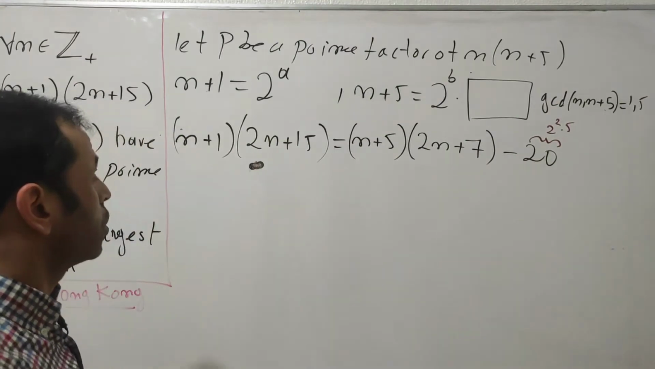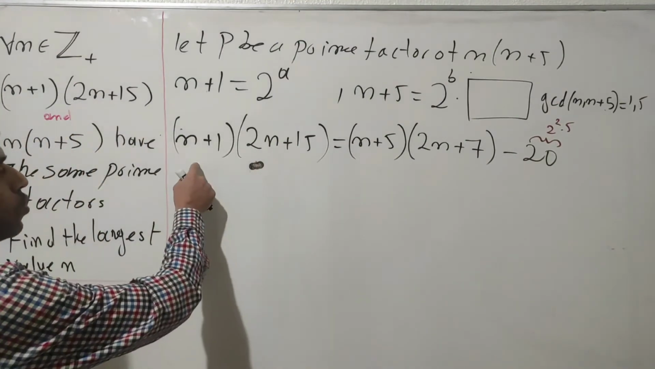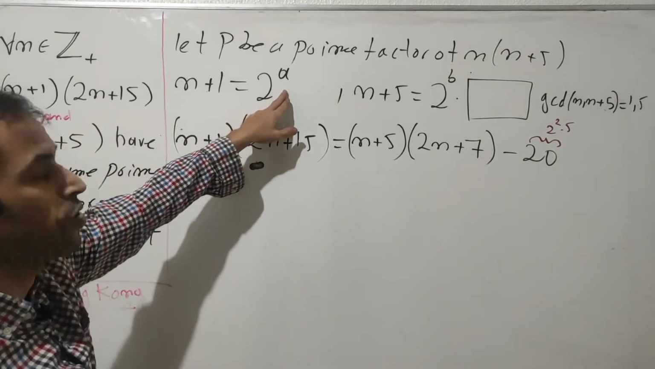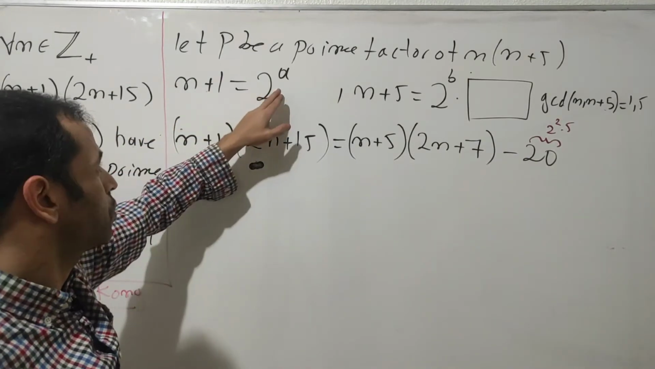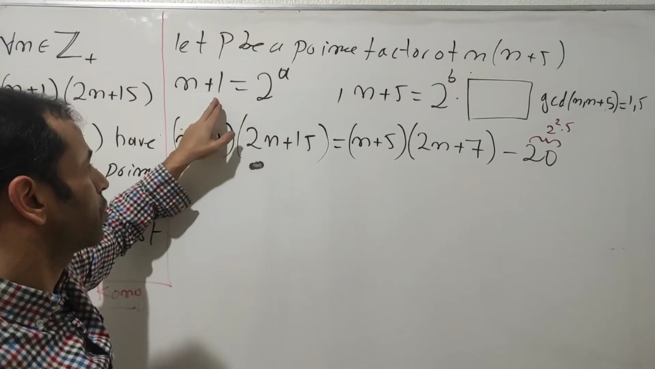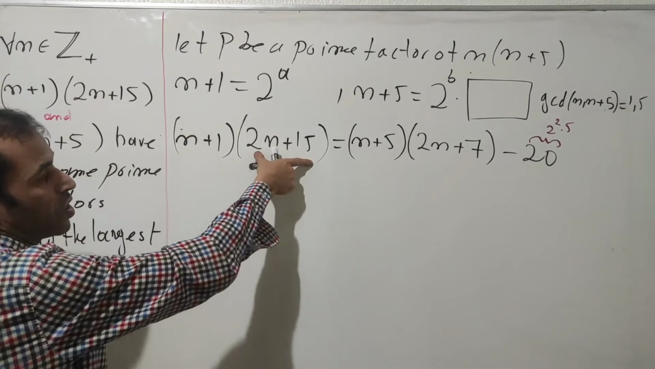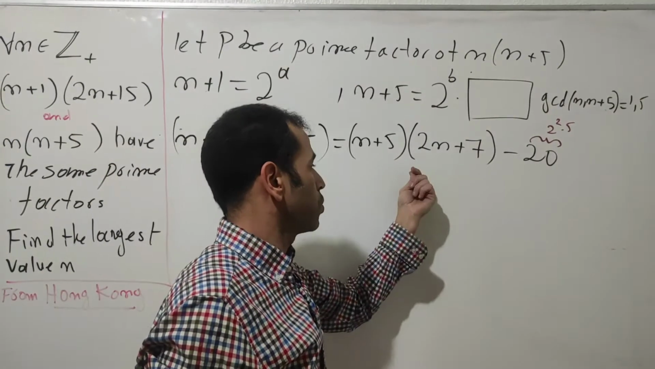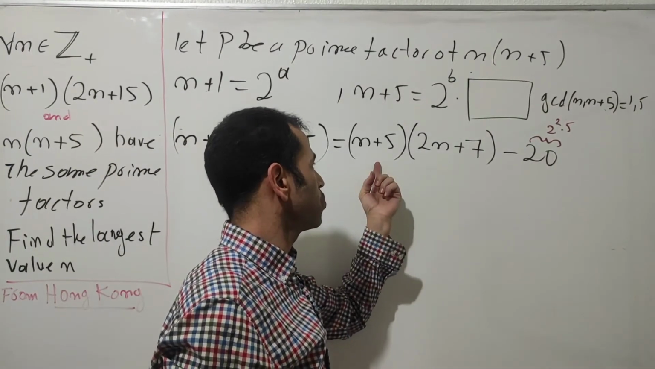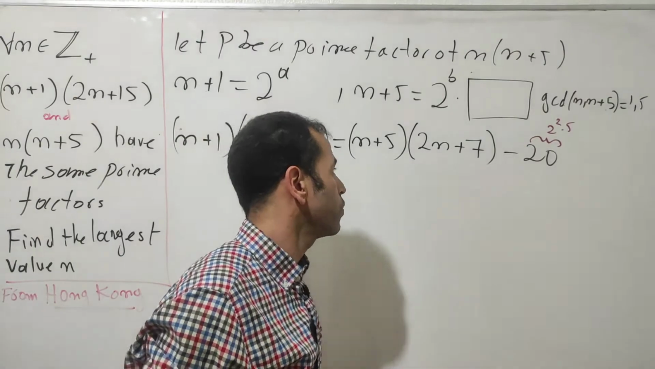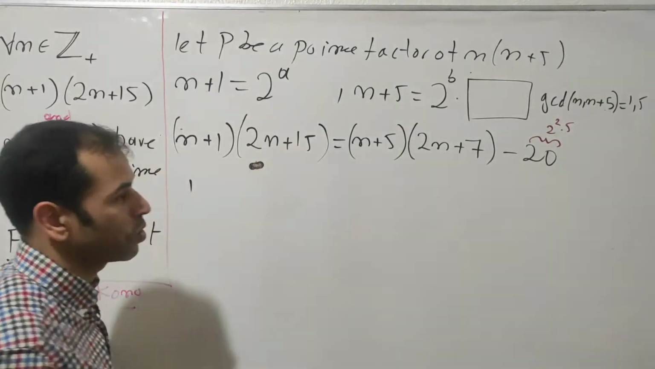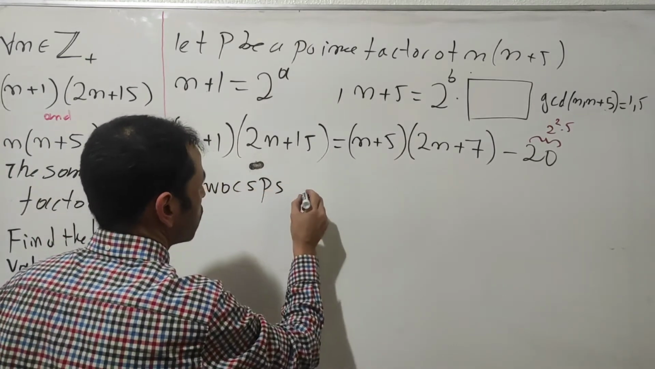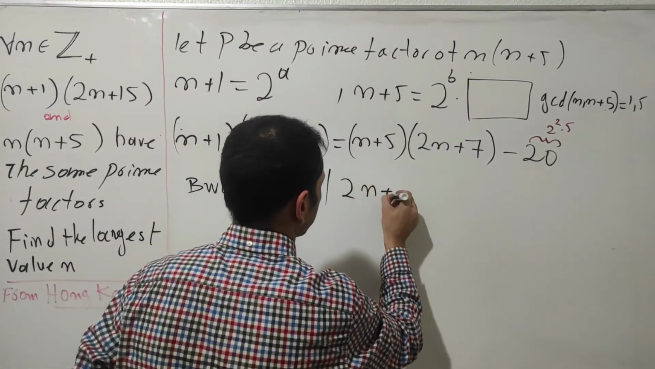So we know n plus 1 is not divisible by 5, because we don't have a power of 5 in n plus 1, which means 5 divides this one. Okay, there is a little confusion here. We don't know whether 5 divides this one or this one. We are going to prove this by way of contradiction. So by way of contradiction, suppose 5 divides 2n plus 7.